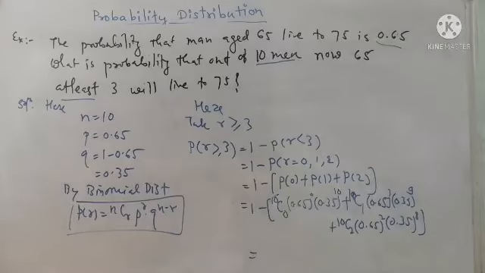Simplifying this using a calculator, we get the answer as 0.9952. That means the probability that at least 3 men out of 10 will live to 75 is 0.9952.